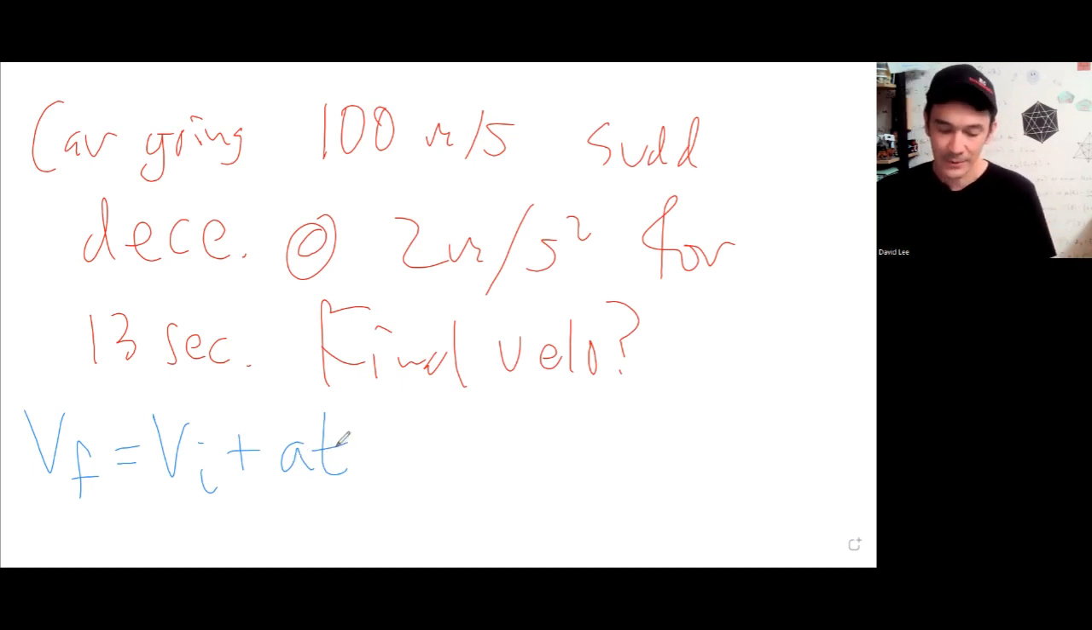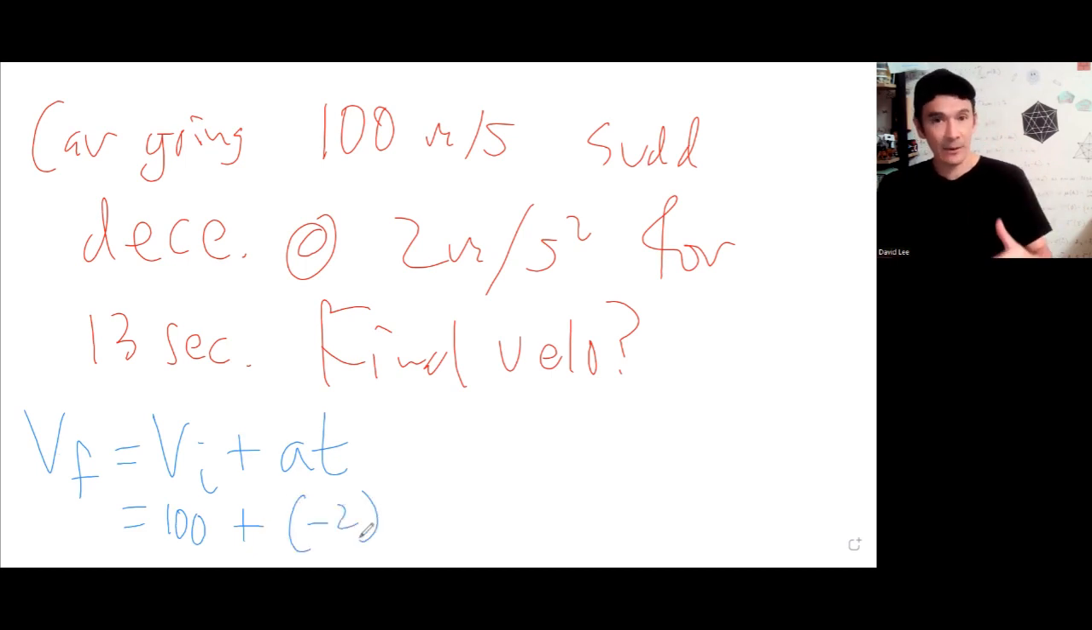So let's plug in some numbers. So the final velocity, that's the goal. We want to know how fast the car was going after this experiment concludes. We know the initial velocity, don't we? The initial velocity is 100 plus, and then it's decelerating. So instead of 2, I'm going to use -2, right? Because anytime it decelerates, it's a negative acceleration. And then the time is 13 seconds. And that's all you do.